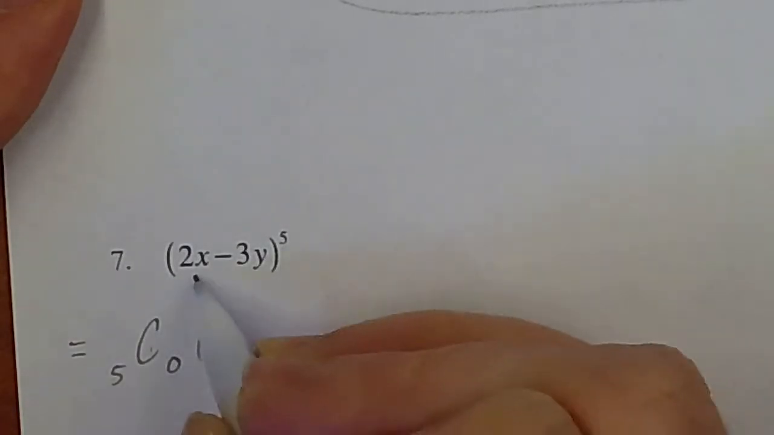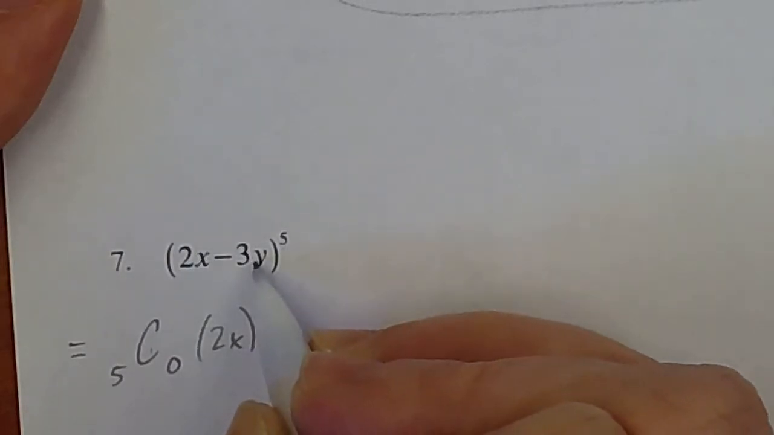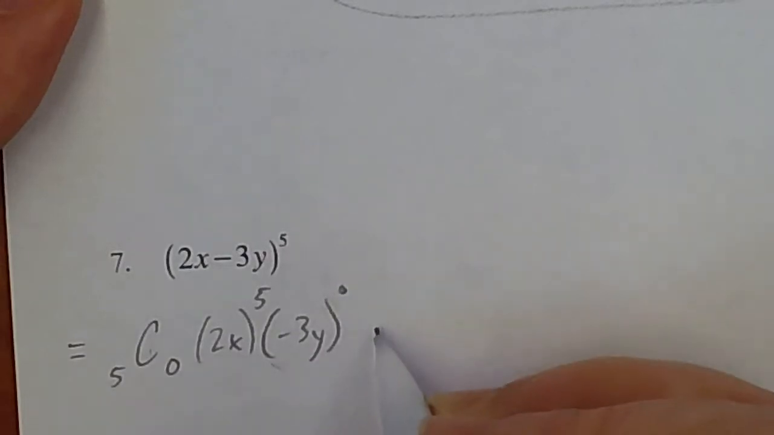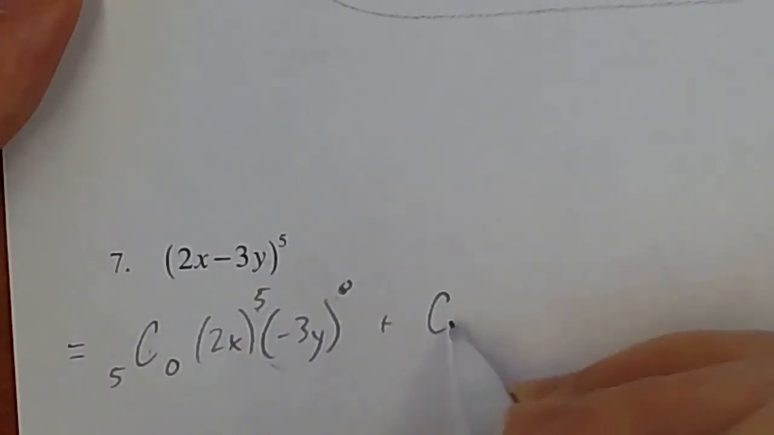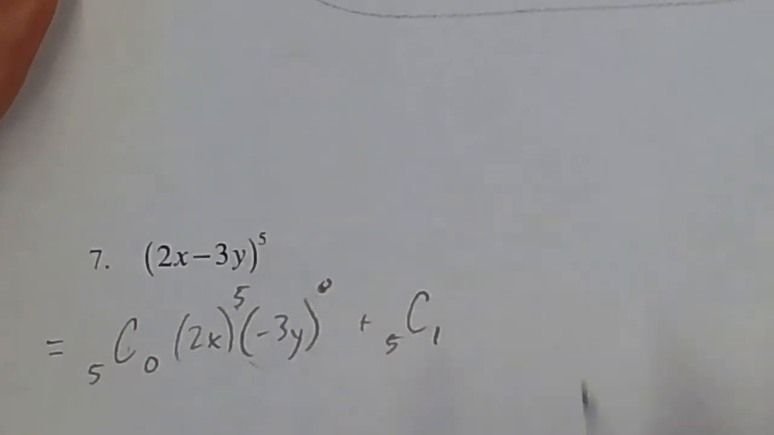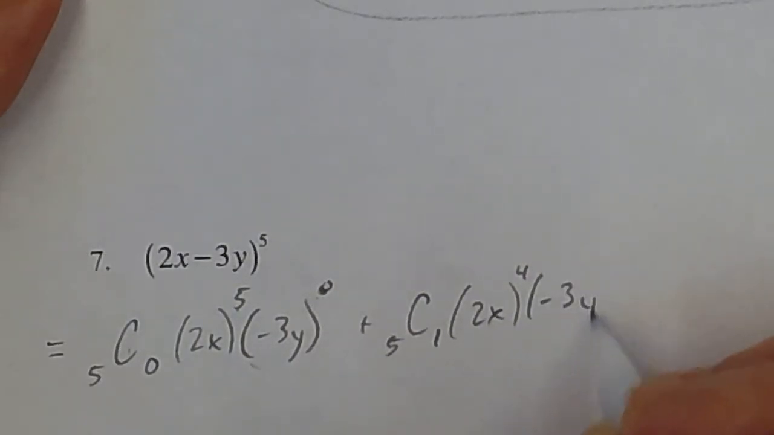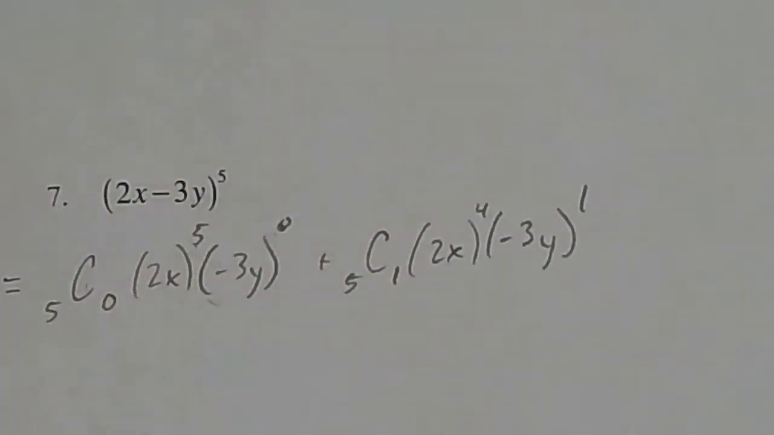Okay, and then I've got my first term, 2x, raised to the n power, and then the b term, which is -3y, is raised to the 0 power. And then this goes down, this goes up. So combination, 5 taken 1 at a time, 2x to the 4th, -3y to the 1st. Okay, go ahead and keep expanding.